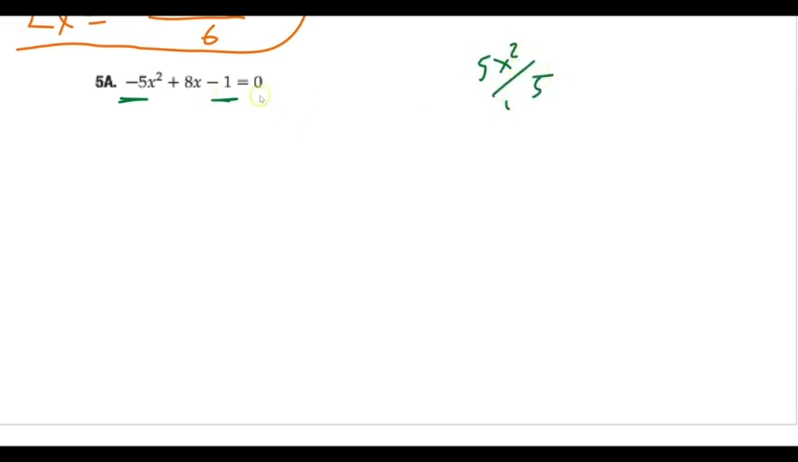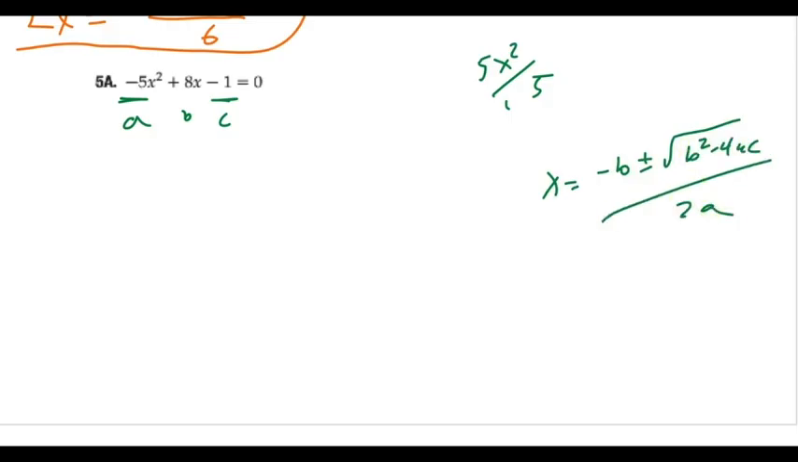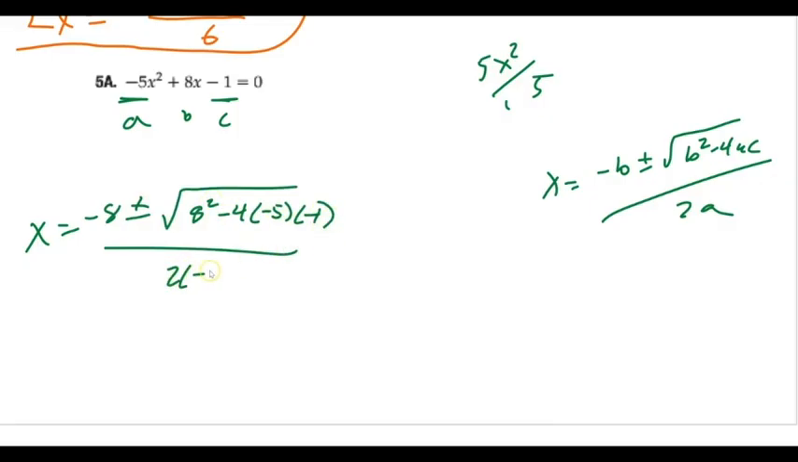Can't factor it. The only way to solve it is to use the quadratic formula, with a, b, c. I will give you the formula, though you should really know it by now. x equals negative b plus or minus the square root of b squared minus 4ac, all over 2a. Okay, x equals negative 8 plus or minus the square root of 8 squared minus 4 times negative 5 times negative 1, all over 2 times negative 5.